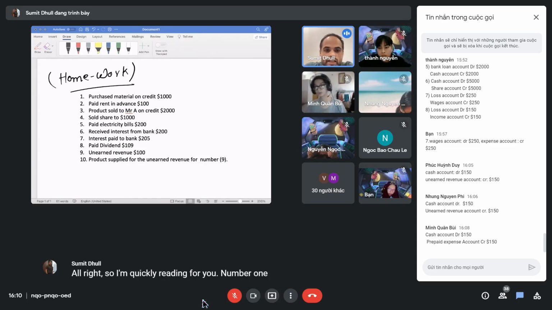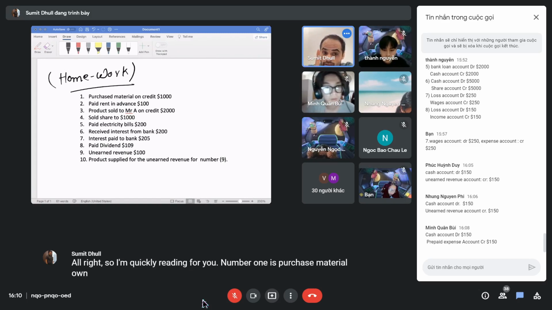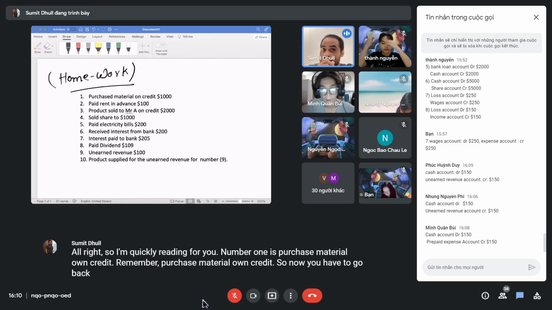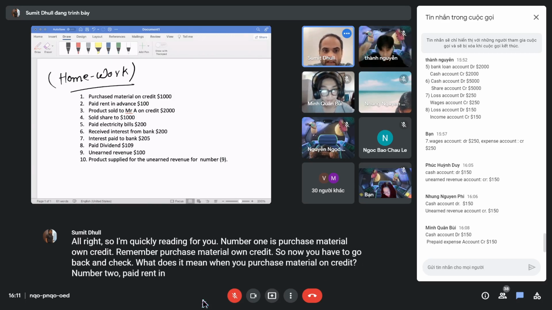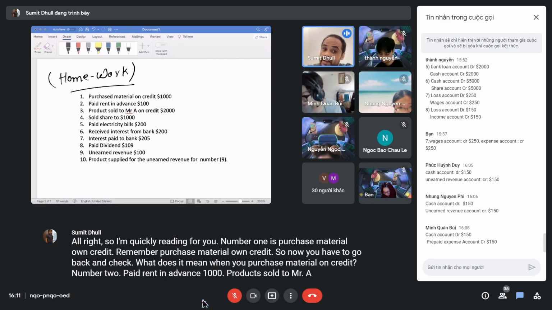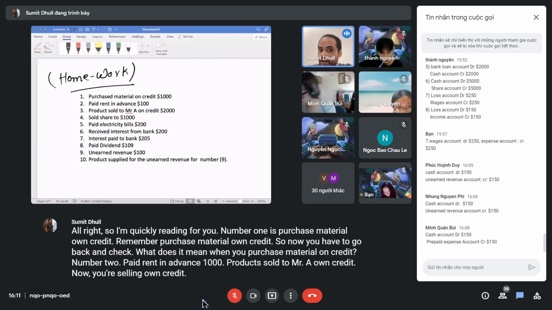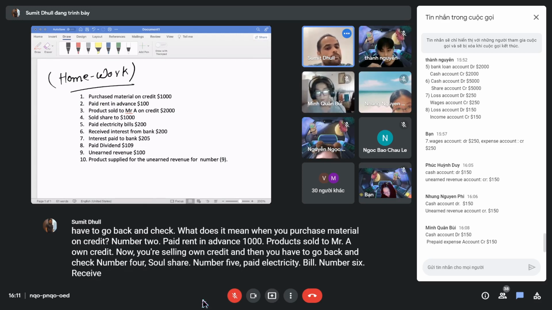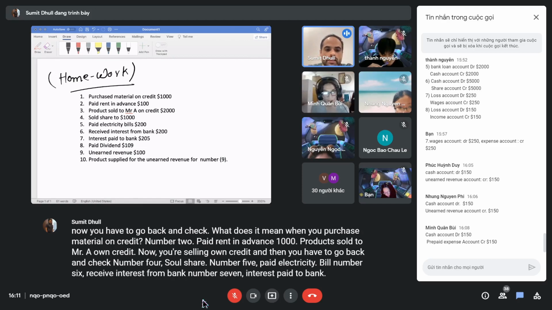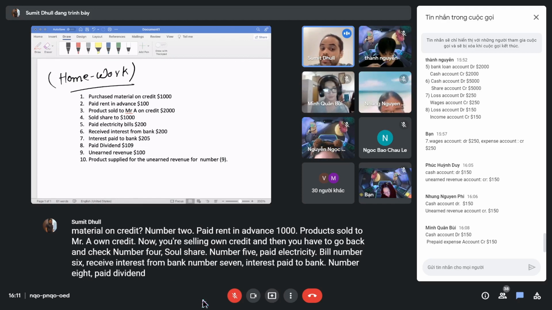Number one is purchase material on credit. Remember, purchase material on credit. So now you have to go back and check what it means when you purchase material on credit. Number two, paid rent in advance, 1,000. Number three, product sold to Mr. A on credit. Now you're selling on credit. Again, you have to go back and check. Number four, sold share. Number five, paid electricity bill. Number six, receive interest from bank. Number seven, interest paid to bank. Number eight, paid dividend. Number nine, unearned revenue.